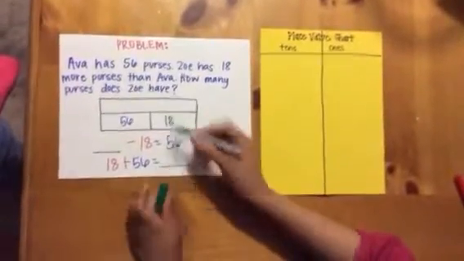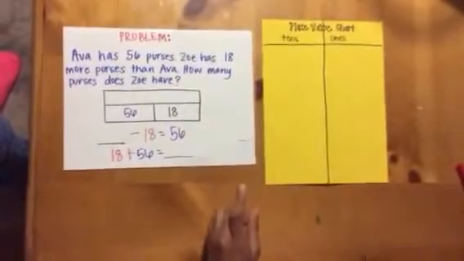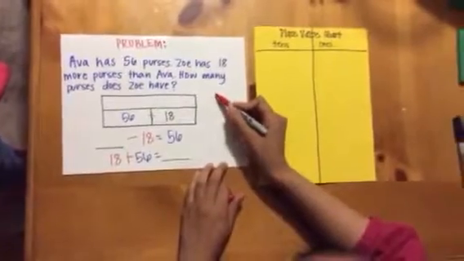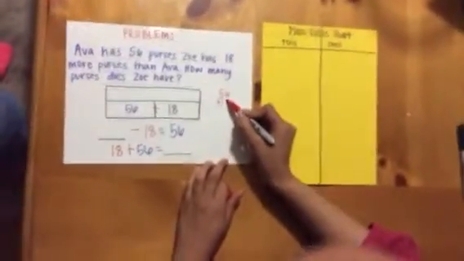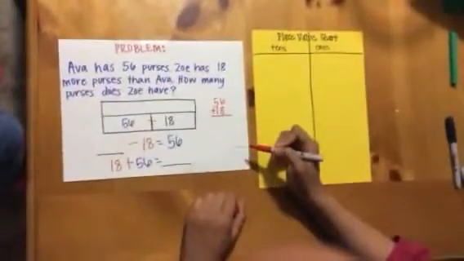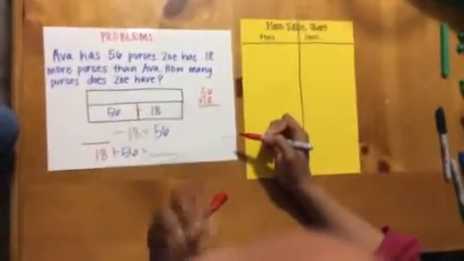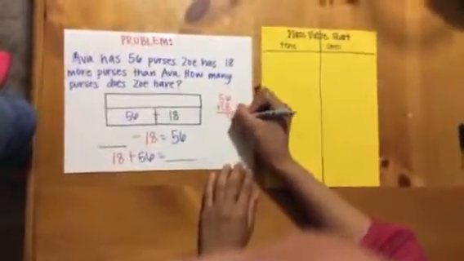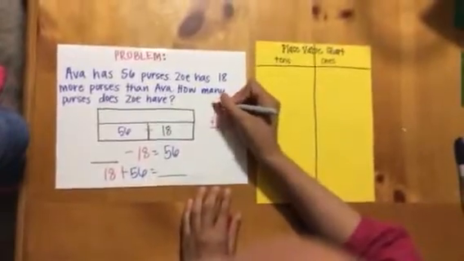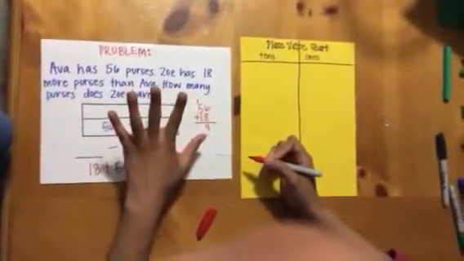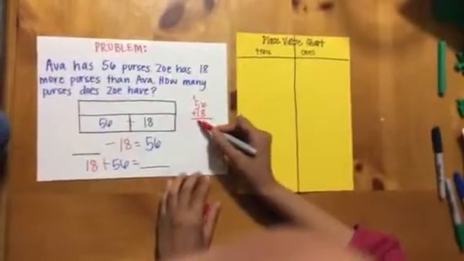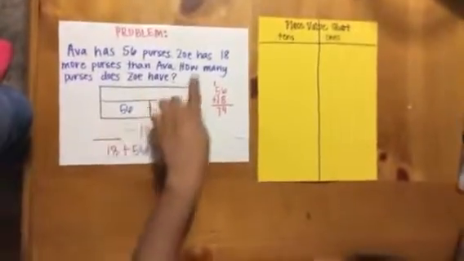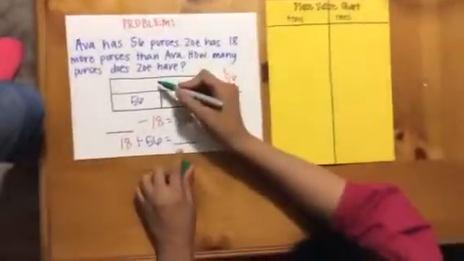So, what we're going to be doing is adding the two. So let's write that 56 plus 18. 6 plus 8: 6, 7, 8, 9, 10, 11, 12, 13, 14. Write down my 4 and I carry my 1 ten. 1 ten plus 5 tens is 6 tens, plus another 10 is 7 tens. 74. So, our total for how many purses Zoe has is 74.